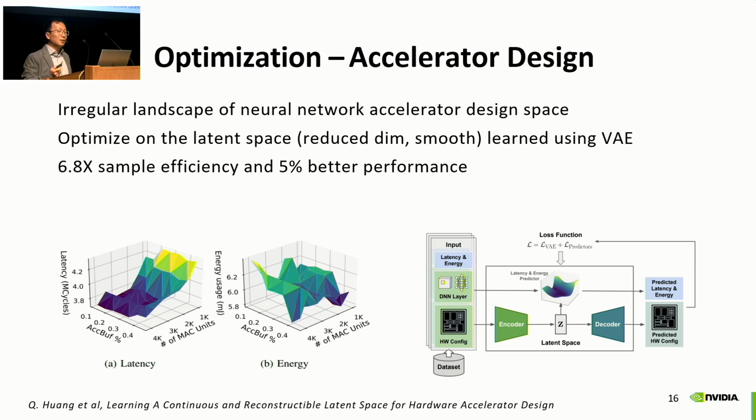Then, together with this predictor and this latent space, we can apply the Bayesian optimizations or reinforcement or gradient descent methods that I mentioned before to optimize this latent space. And the final result shows very good sample efficiency and better quality. We believe this learned latent space can be applied to many design problems which have high-dimensional optimization space to consider.